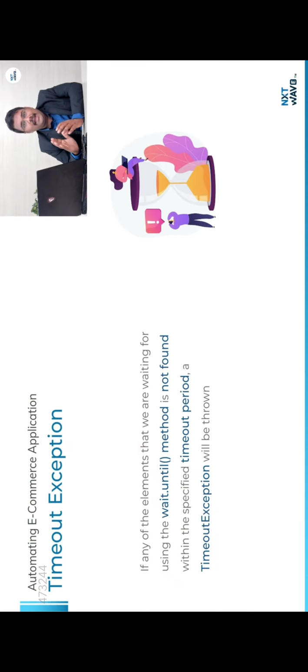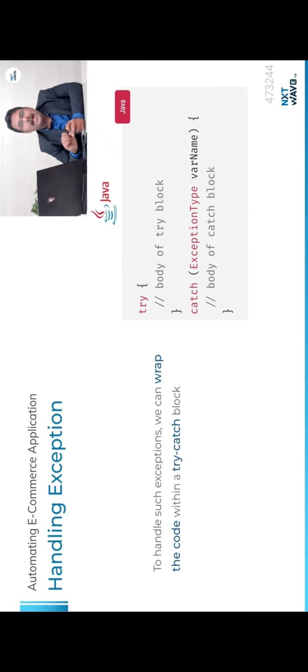So basically, when any of the elements that we are waiting for using the wait.until method is not found within the specified timeout period, a timeout exception will be thrown. Okay, and to handle such exceptions, we can wrap the entire code within a try catch block. As you might already know, a try-catch block is used in programming to handle exceptions or errors that might occur during the execution of code, right? And because we are a little doubtful about the wait functionality, we can use the try-catch block to handle any kind of exceptional cases or errors or unexpected behavior altogether, right?